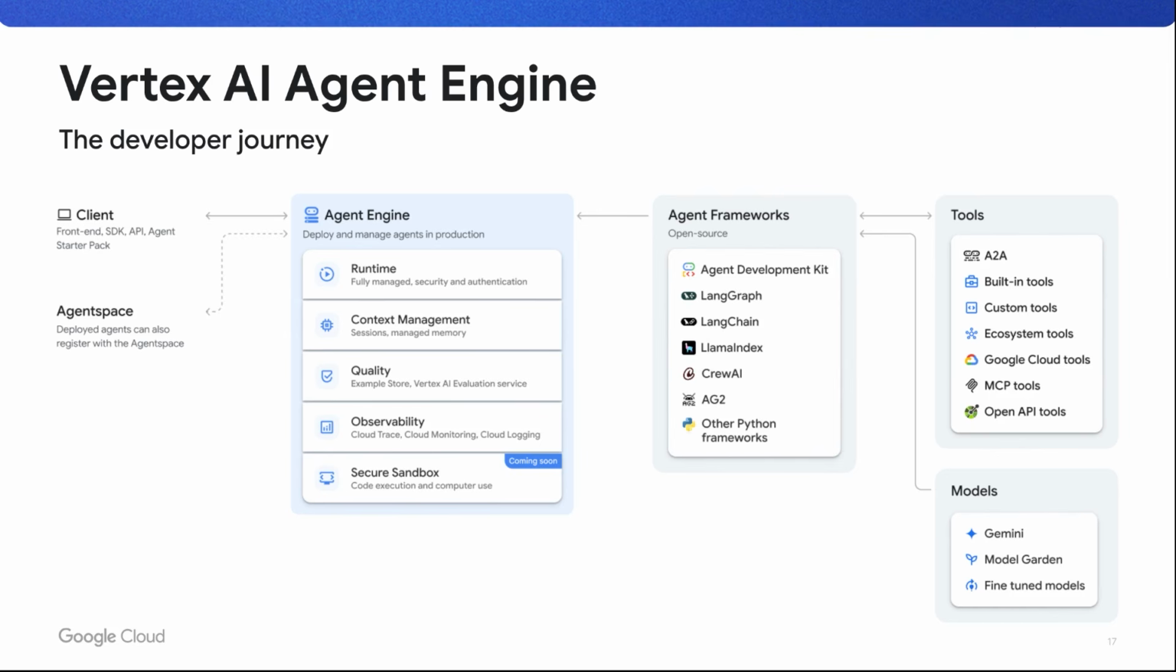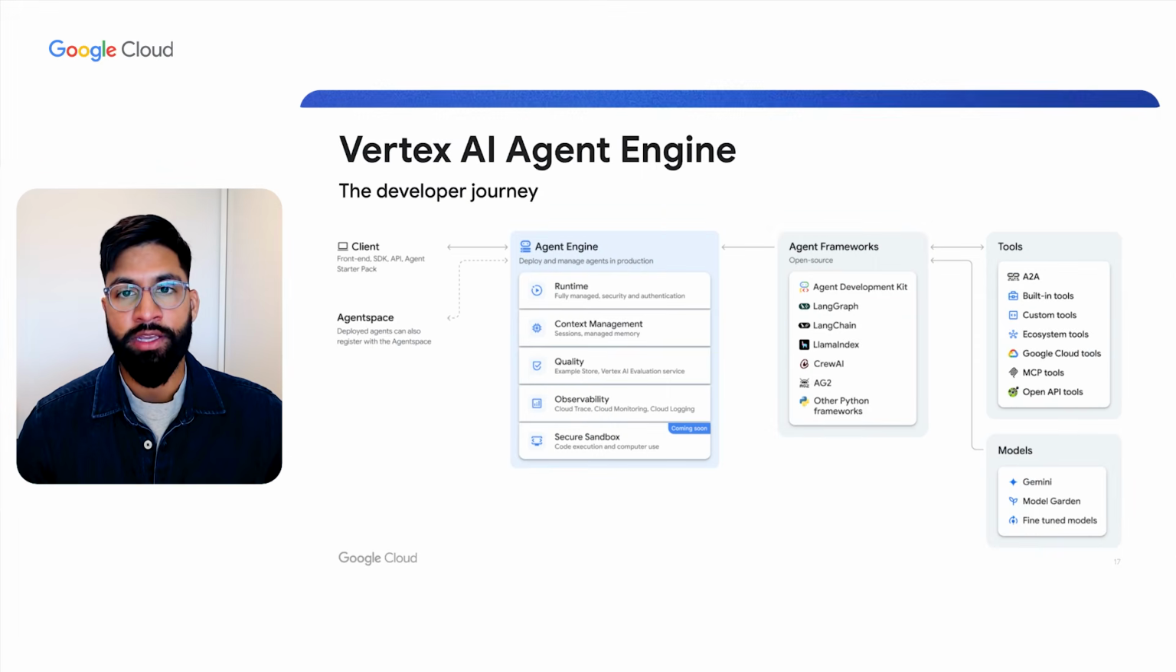It's built for enterprise governance, offering security features like VPC-SC and authentication, and through OpenTelemetry, Agent Engine is integrated with Google Cloud's observability suite, so that enables Cloud Logging, Monitoring, and Tracing, so you can observe and understand your agent behavior over time. You can also invoke an agent from any client, like your own application or website, and you can register your agent in Agent Space for employees within your organization to discover and use agents to get work done.